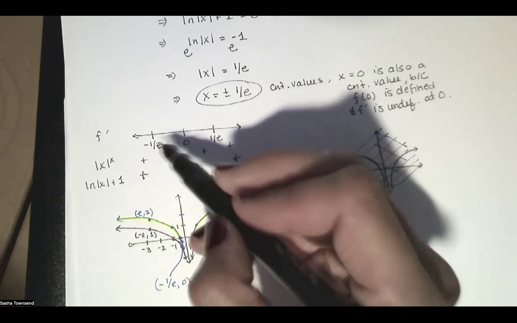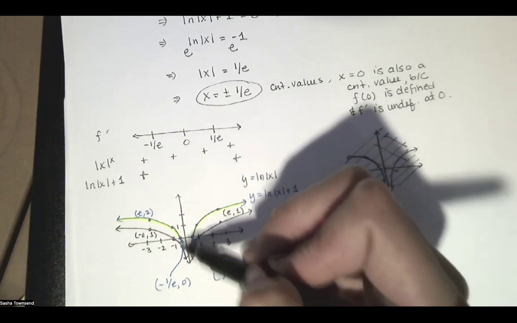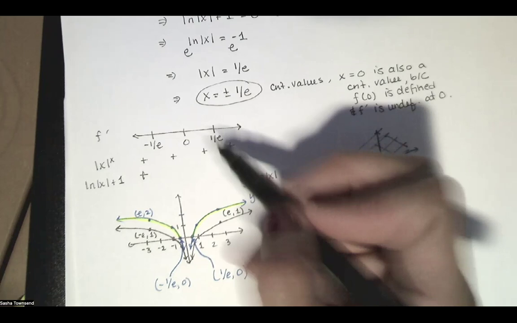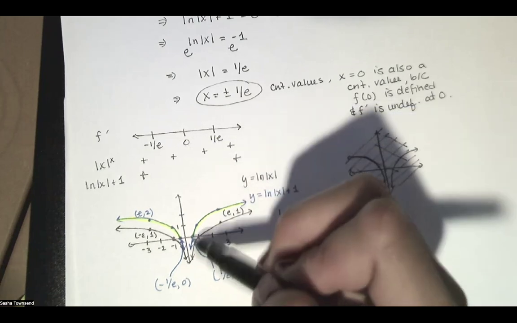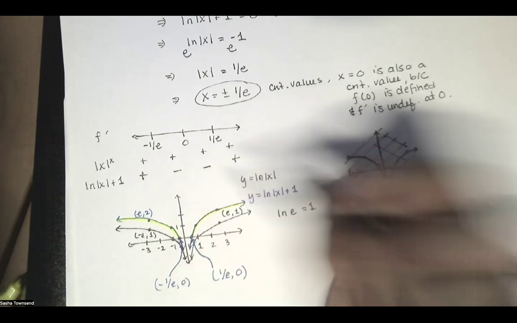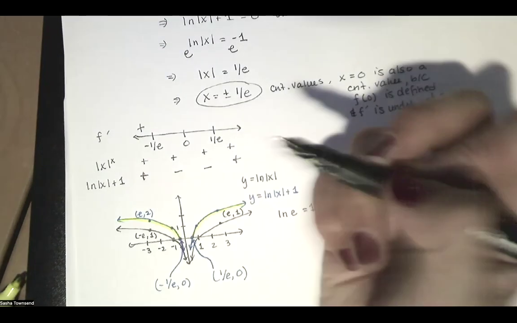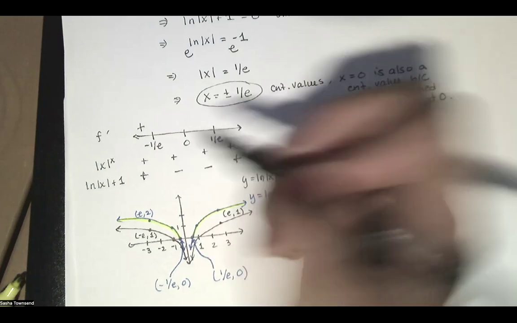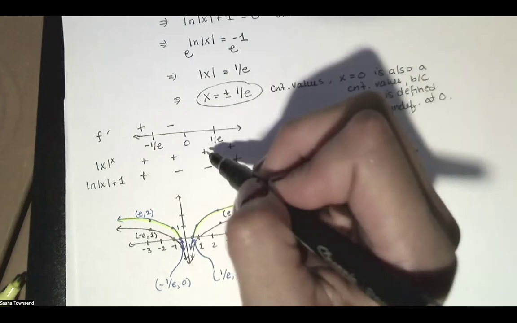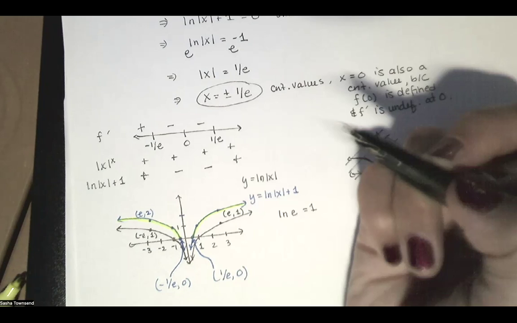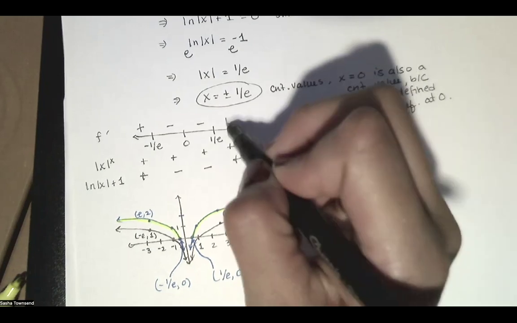And then what if we're between negative 1 over e and 0? The y values are negative. What if we're between 0 and 1 over e? The y values are also negative. So this is negative and a negative. So f prime is a positive times a positive on this interval, which makes it positive. It's a positive times a negative on that interval, which makes it negative. And it's a positive times a negative, which makes it negative. And a positive times a positive, which makes it positive.